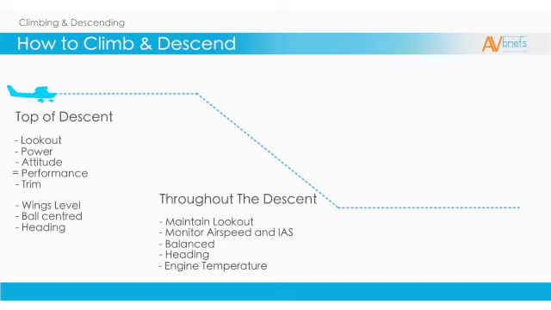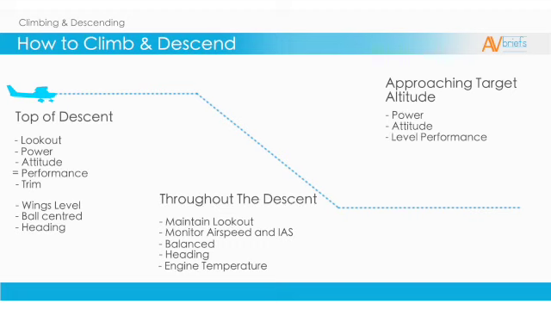Approaching target altitude, use the same 10% rule of thumb. Set cruise power. Set level attitude. Check level performance. It should be maintaining altitude. Trim. Wings level. Ball centered. Heading in the right direction.